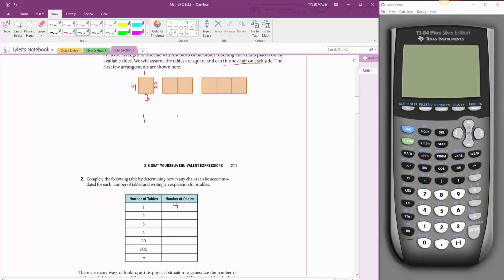Then in this case, if I have two tables, here are my number of tables. Then I can have 1, 2, 3, 4, 5, 6. I can end up having 6 total chairs.